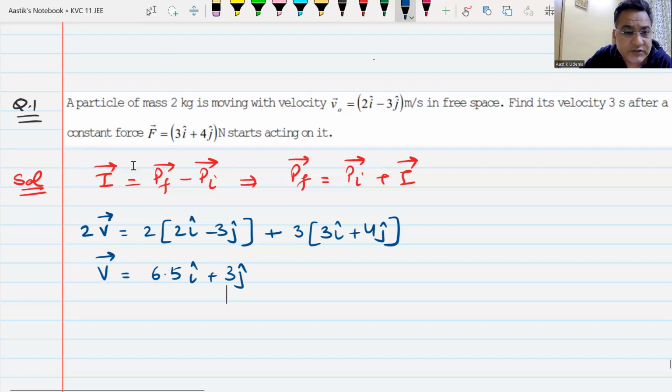Please note it down. I hope everyone has understood this. Try to see what you were doing and how it has to be done. Just apply the impulse momentum theorem and nothing else. Has anyone noted this down? Let me know once you are done.